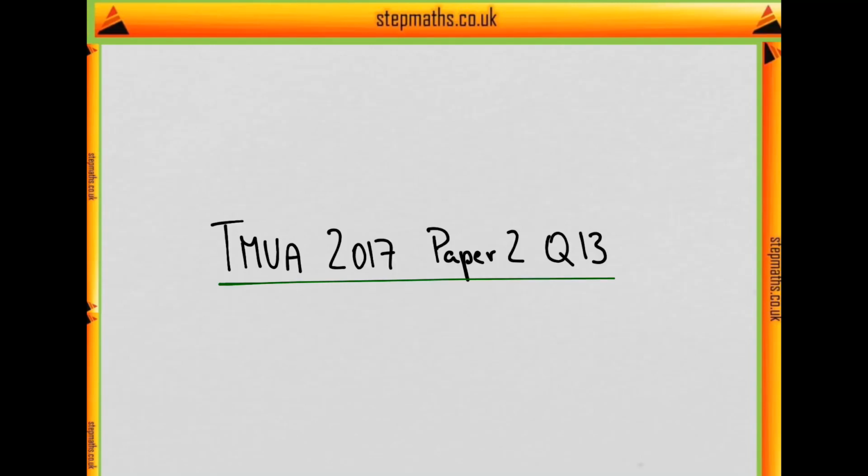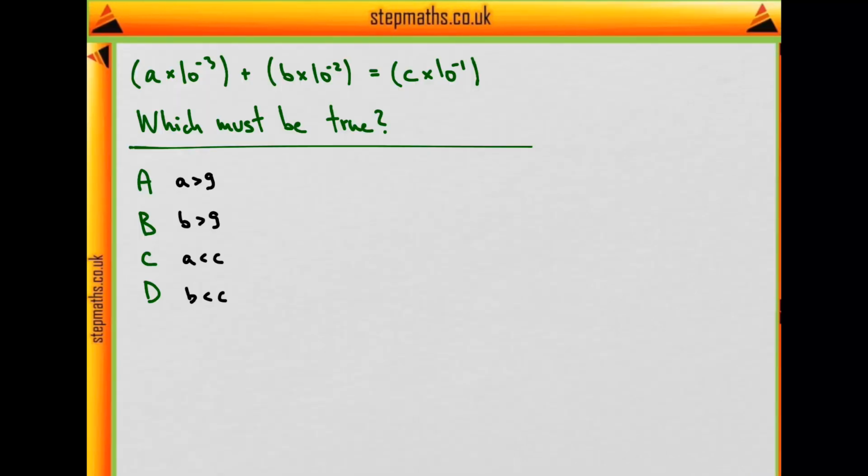In this video, we'll look at question 13 from the second paper of the 2017 exam. In this question, we are given three numbers which are in standard scientific notation, and we know that they satisfy this equation. Our task is to say which of the following four statements must be true.